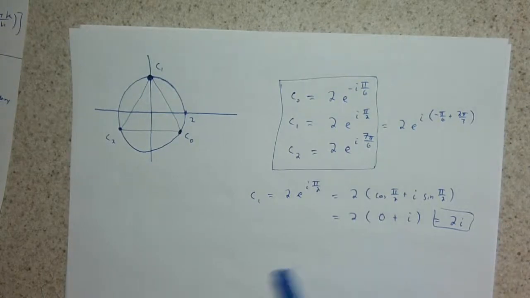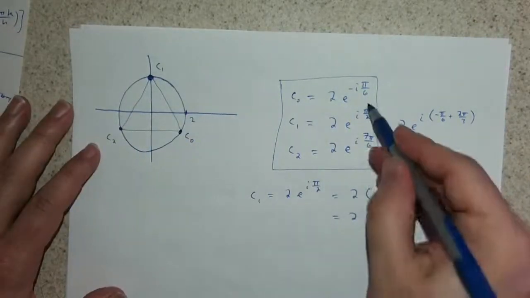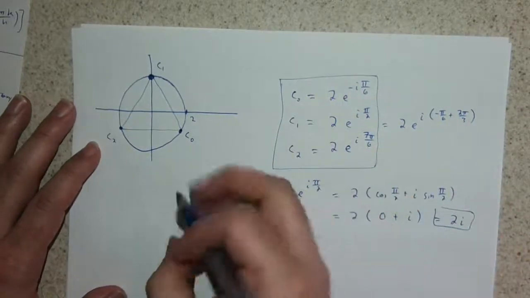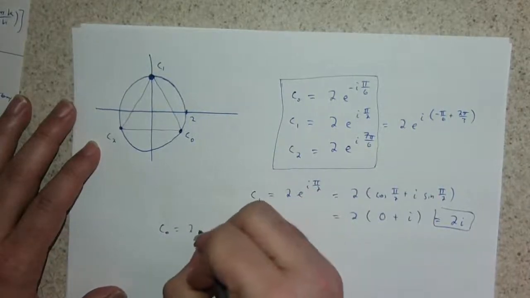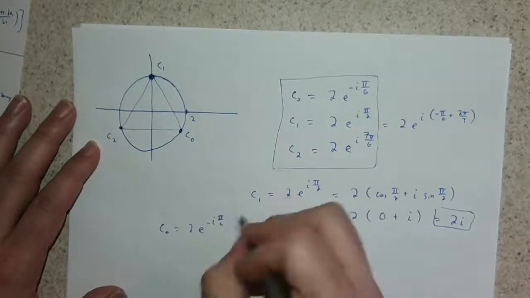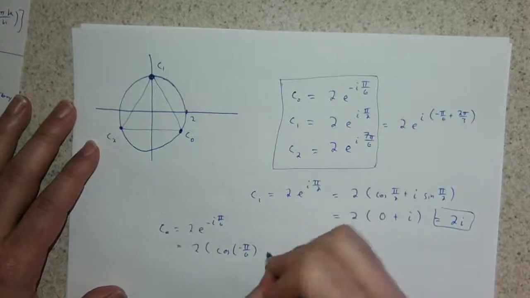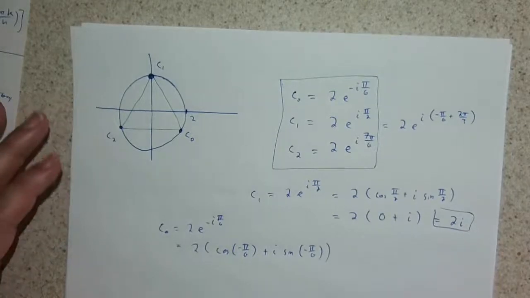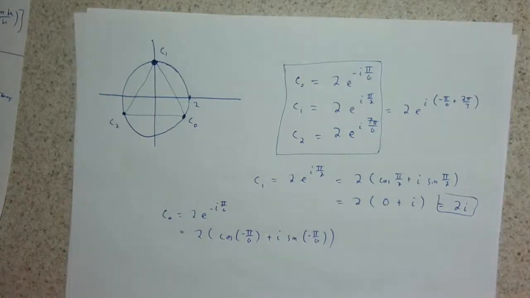Again, I took a shortcut here by just drawing the picture, but if I was actually asked to find, say, the real and imaginary parts of this one, how would I do that? Well, I would just say C naught is 2 e to the minus I pi over 6, which is 2 times cosine of minus pi over 6 plus I sine of minus pi over 6. And you can compute those. So I believe in the homework I asked for both the real and imaginary parts of these, so that is exactly what you would do to find them.